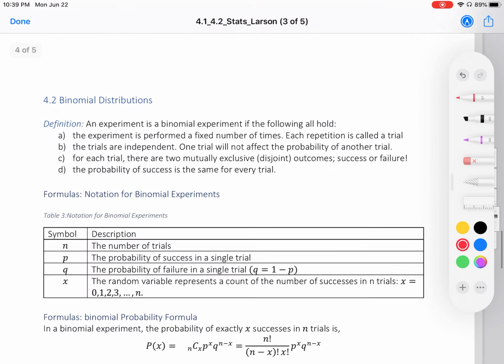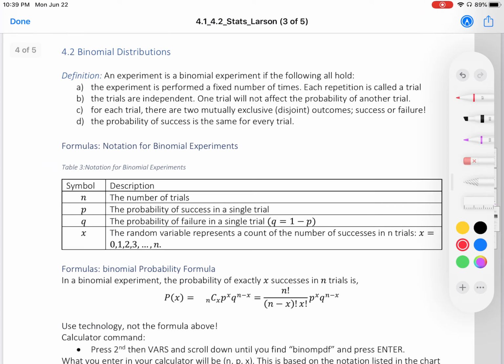All right, let's continue with our next section, binomial distribution. Let's begin with definition. An experiment is a binomial experiment if the following all hold. A, the experiment is performed a fixed number of times. Each repetition is called a trial. B, the trials are independent. One trial will not affect the probability of another trial. C, for each trial, there are 2 mutually exclusive disjoint outcomes, success or failure. The probability of success is the same for every trial.